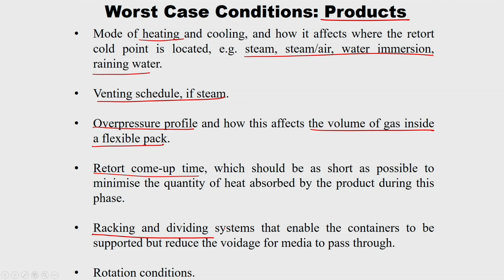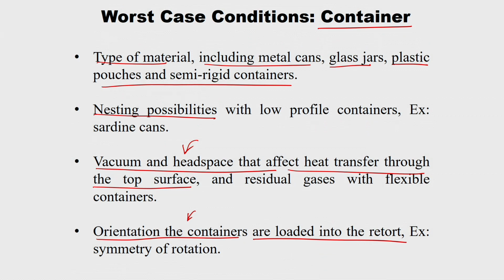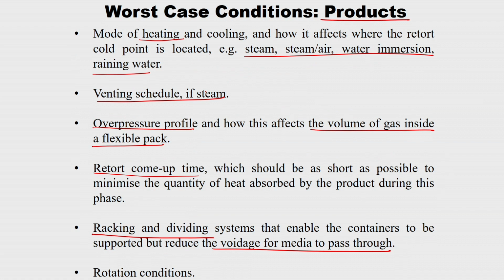And the racking and dividing system that enables the containers to be supported but reduces the voidage for the media to pass through, right. So this I have discussed here. Can nesting possibilities, right. If you have cans very close together, then there may be air trapped, and also if you are using a thermocouple, when you keep the thermocouple in between two cans, that may open up the flow channels. So that is also one of the worst conditions.